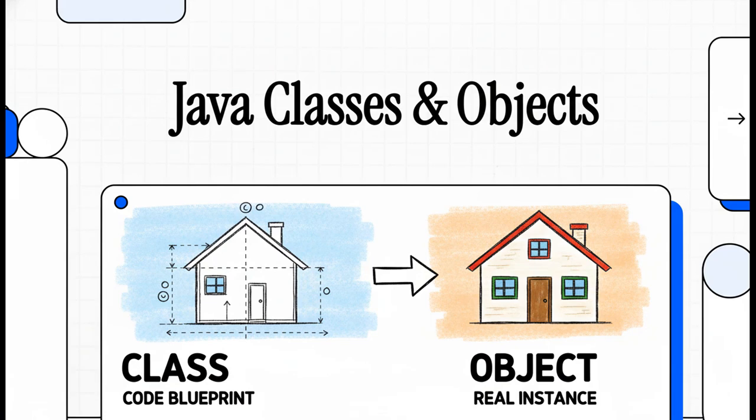So, if you've ever looked at some complex software and just wondered, how in the world is that even built? Well, the answer almost always starts with one of the most powerful ideas in programming: classes and objects. Today, we're going to break down exactly what they are and, more importantly, why they're such a game changer.